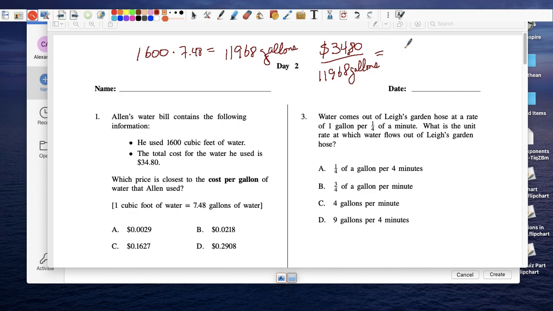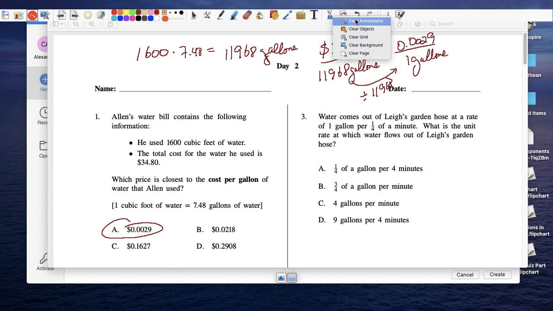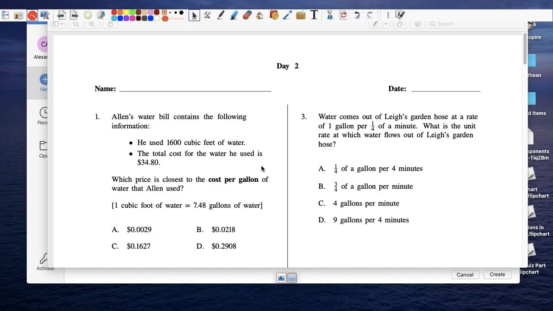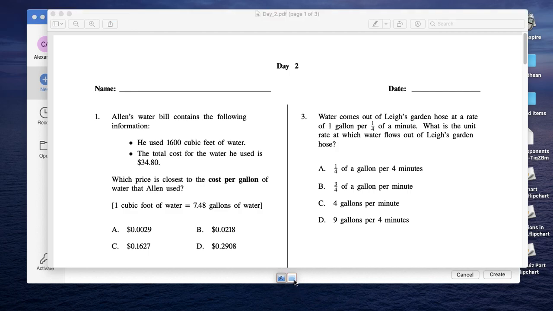And then we want the price per gallon. Well, let's find the unit rate. We can divide this by 11,968 and divide the top by 11,968, and we're going to get approximately 0.0029, which shows up right here. You know what? I'm going to do it side by side. Well, fine, I'll come back.